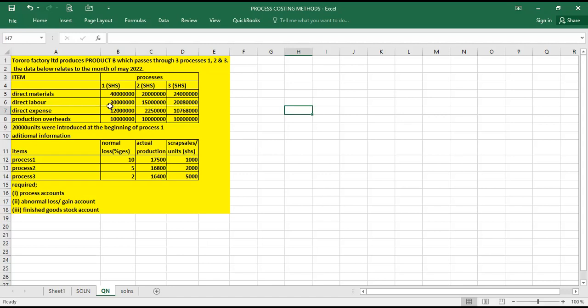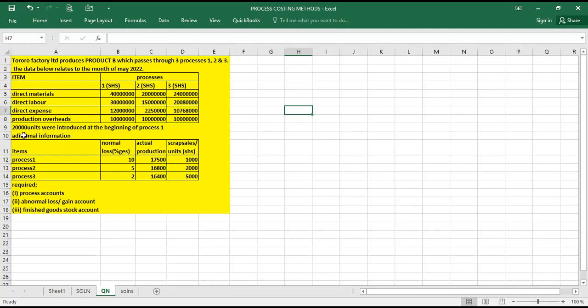We have direct labor taking 30 million in process 1, 15 million in process 2, 20 million and 80,000 in process 3. We have direct expense taking 12 million in process 1, 2,250,000 in process 2, and 10,768,000 in process 3. Then we have the production overheads. The production overheads are 10 million each of the 3 processes.